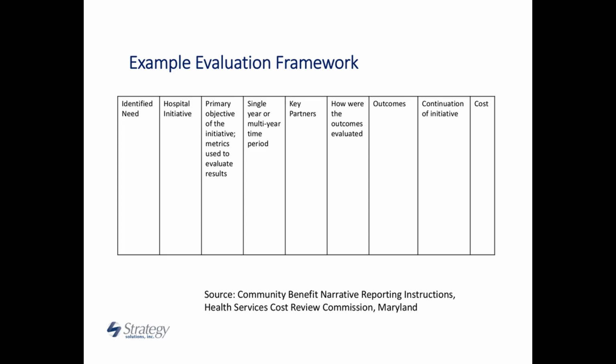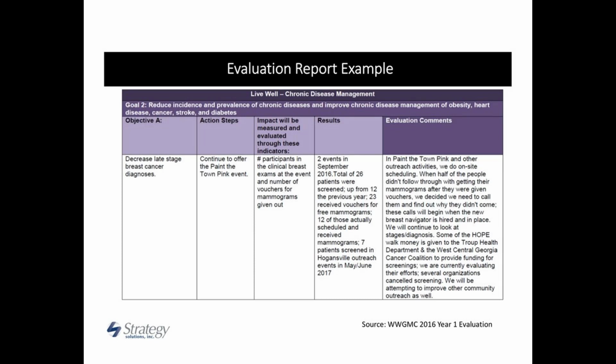Here's an example from the West Georgia Medical Center's report from the conversation that their steering committee had about it. So you could see what their goal is to reduce incidence and prevalence of chronic diseases, what their objective was to decrease late-stage breast cancer diagnosis. Their action steps were continue to offer Paint the Town Pink. We have outcomes measures there, the number of participants and the number of vouchers that are given out.